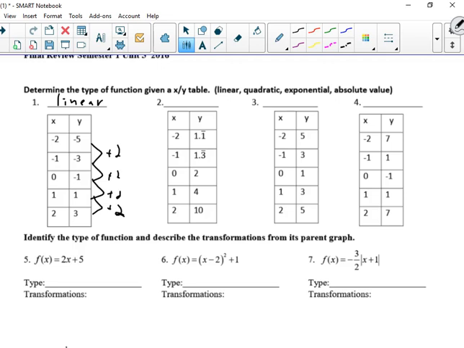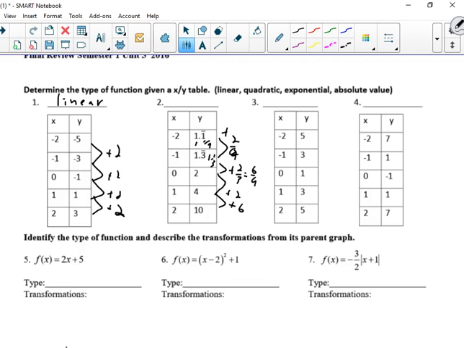Now, number 2. This one's a little tricky because 1.1 is 1 and 1/9. This is 1 and 1/3. Okay, so you gotta see what's happening between these. And 1/3 is really 3/9, so you're actually going up plus 2/9. All right, and then from 1 and 1/3 to 2, you're actually going up 2/3, or 6/9. And then going from 2 to 4, easier. You're going up 2, and then you're going up 6.